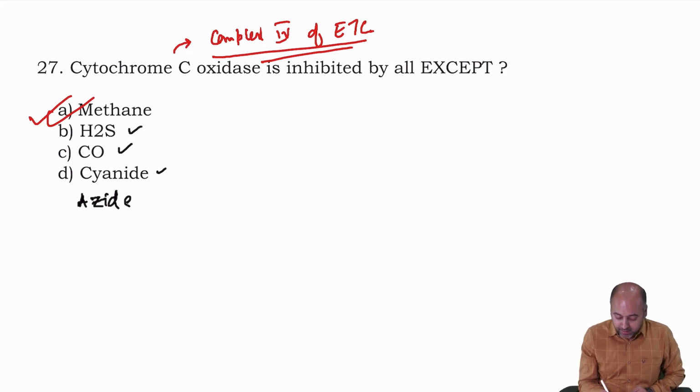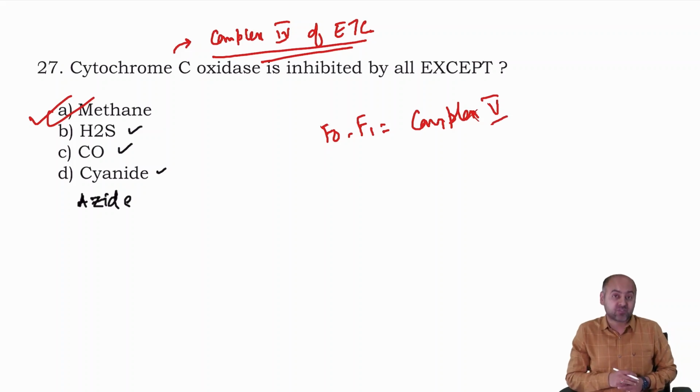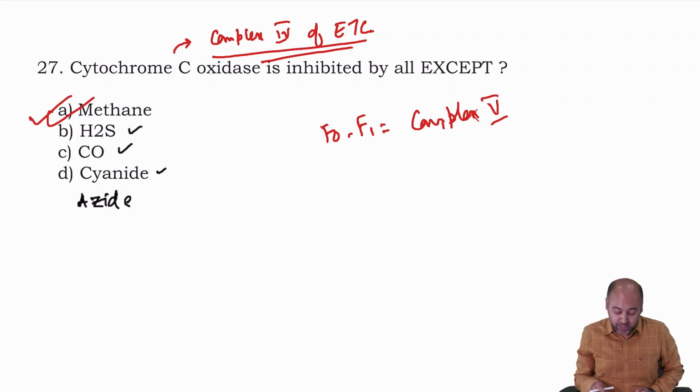Please note that the F0 F1 particle is sometimes also described as complex 5. So in the question if you see complex 5, please don't get confused. We are talking about the F0 F1 complex or the ATP synthase.